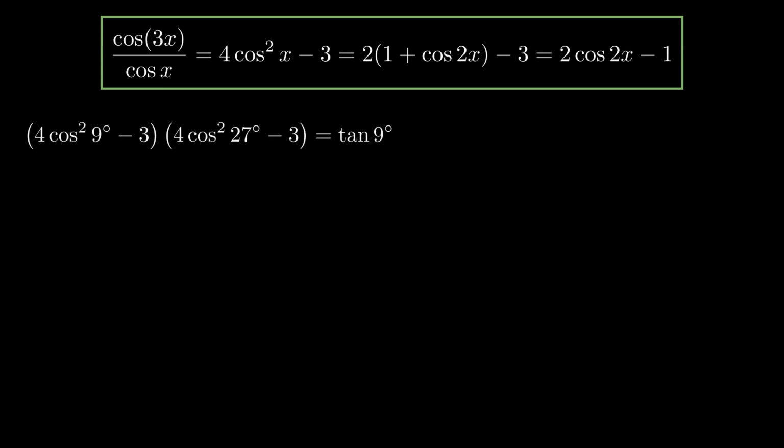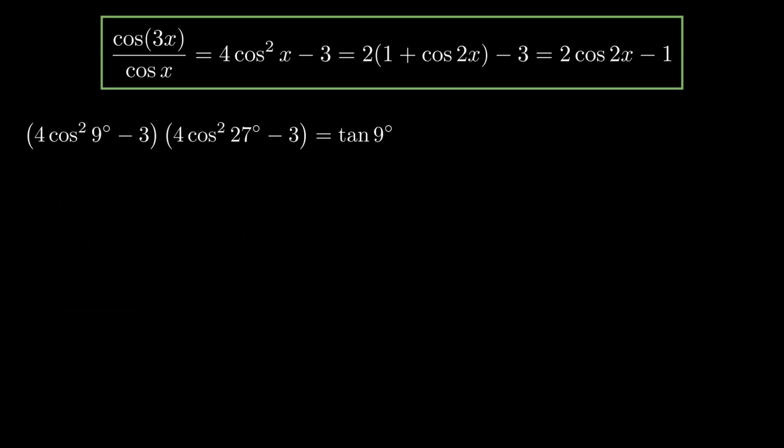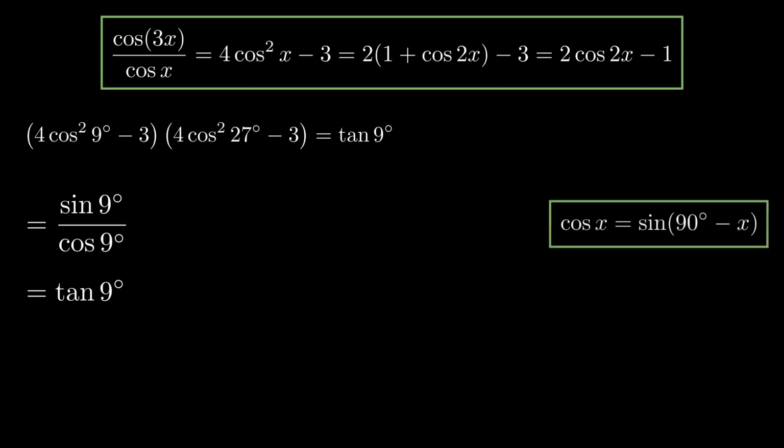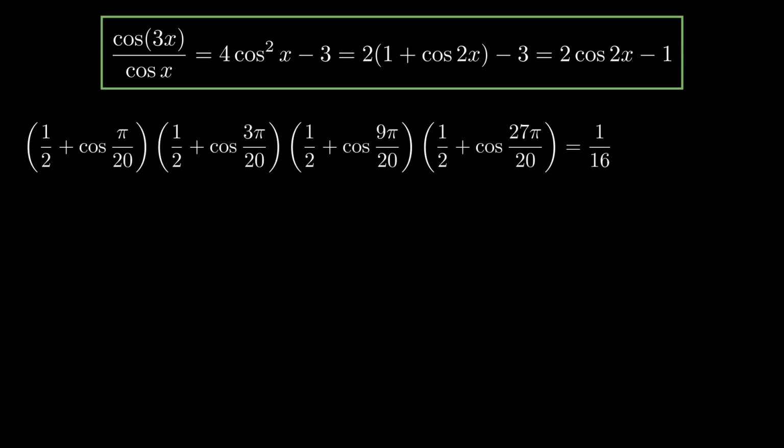Now, the thing that stands out in the first problem is that the terms on the left-hand side look a lot like the triple angle formula. This means we can just substitute our values in directly. If we do that, after a little bit of simplification and even a neat little trig formula that allows us to go from cosine to sine, we end up with an answer of tangent 9. Nice and easy. Next question is a little bit more complicated.